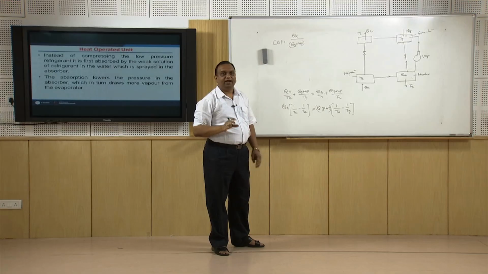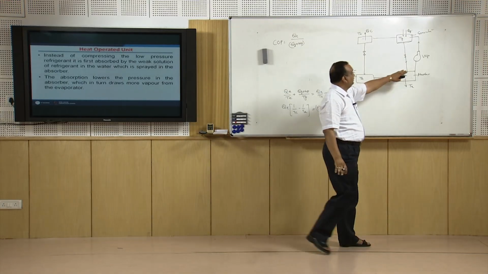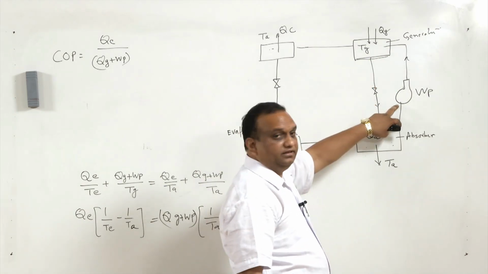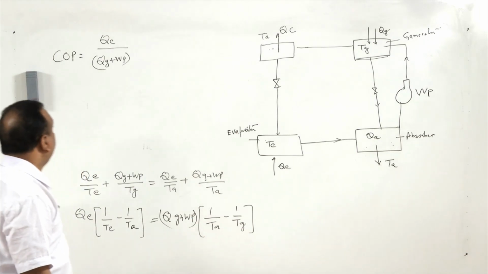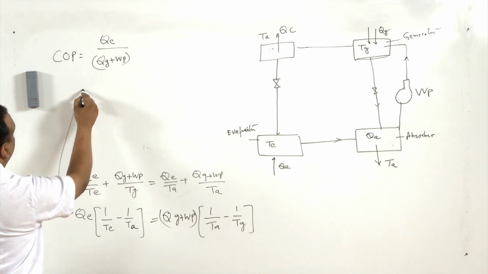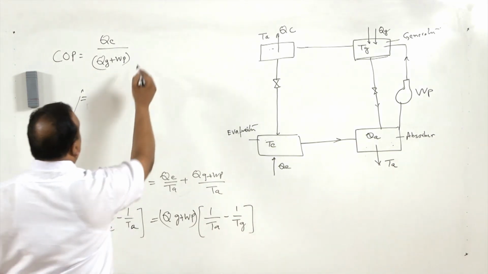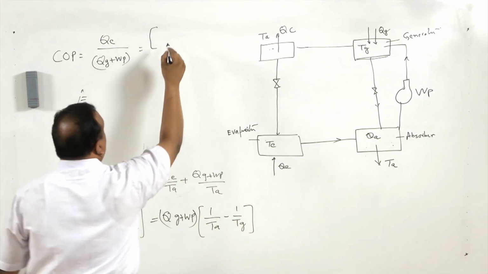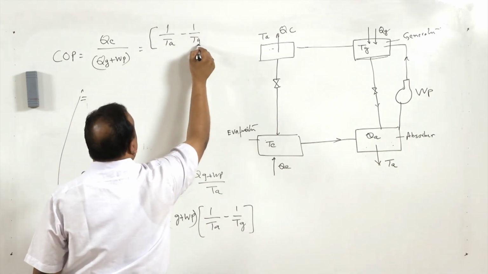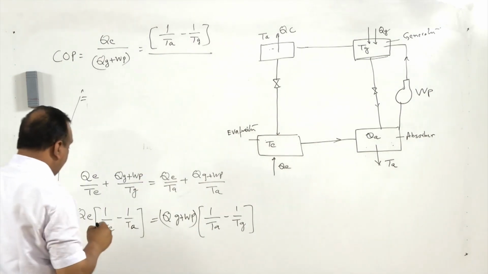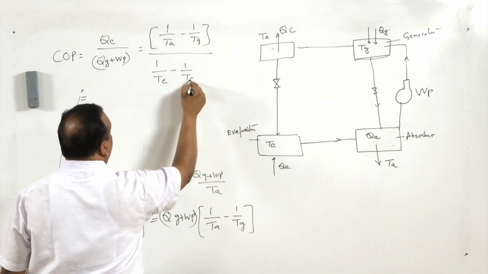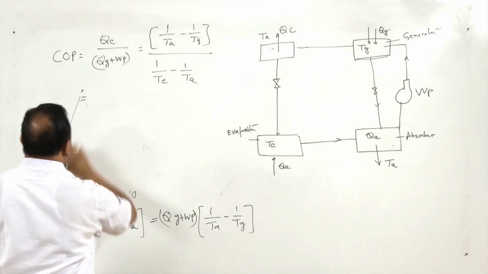In some of the books, you will find that work of the pump is neglected, because if you compare this heat transfer and this energy, this can be neglected, but here in the expression we have considered it. So, this ratio, from this expression, is going to be equal to 1 by TA minus 1 by TG divided by 1 by TE minus 1 by TA.